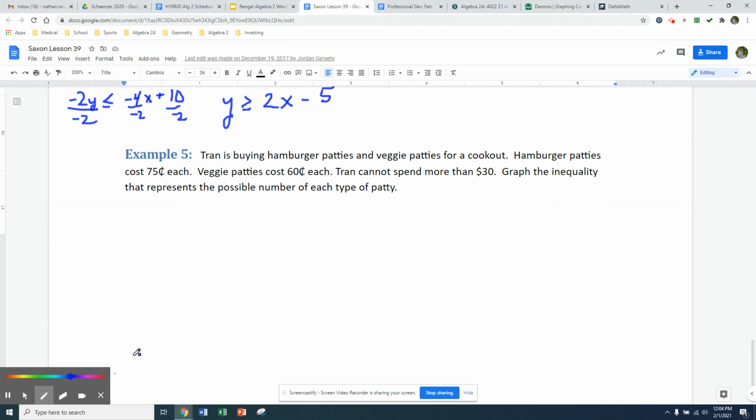Now, whenever you see a word problem, it's very important to look at the last sentence and look at what are the variables that I am dealing with. And we can see that our variables are x is going to be the number of burger patties. So I'm just going to say number of ham, just to abbreviate hamburger. And then y is going to be the number of veggie burgers, which I'm going to abbreviate with VEG.